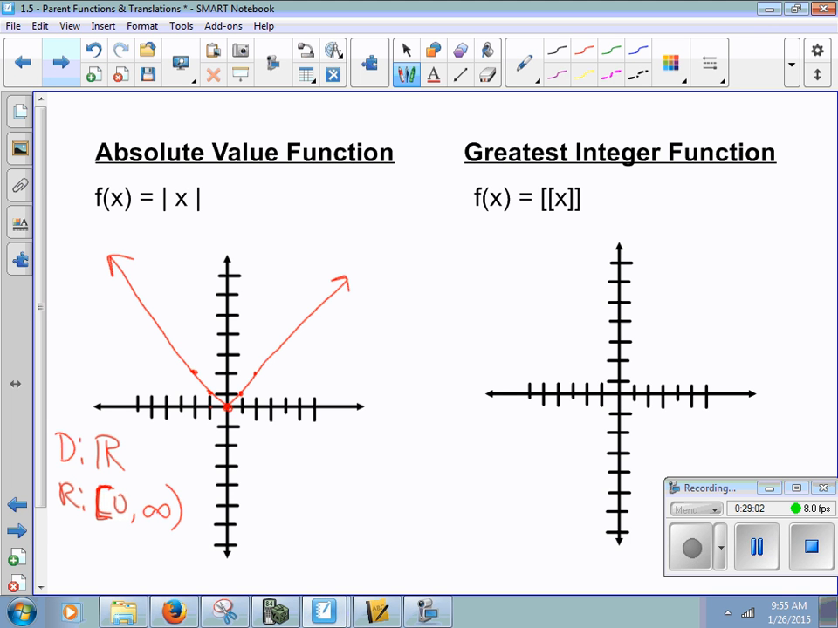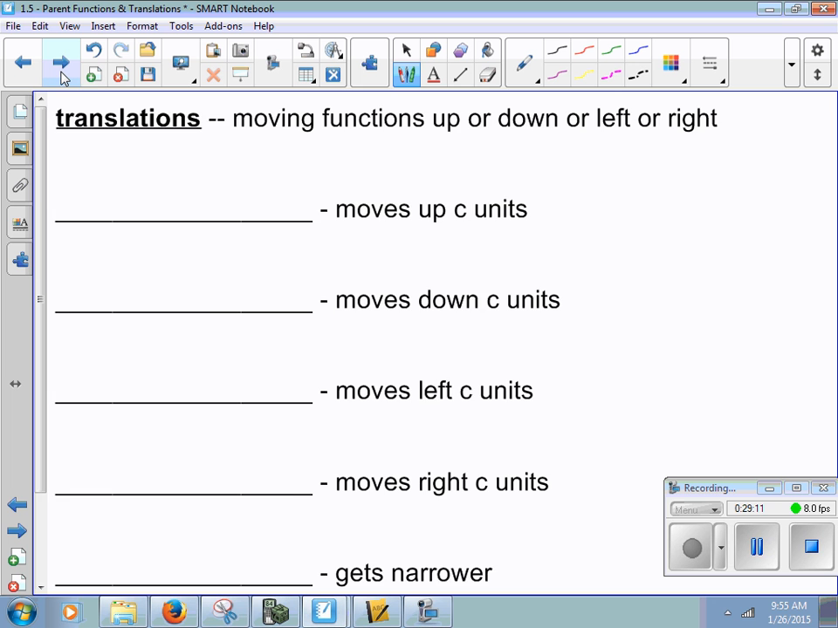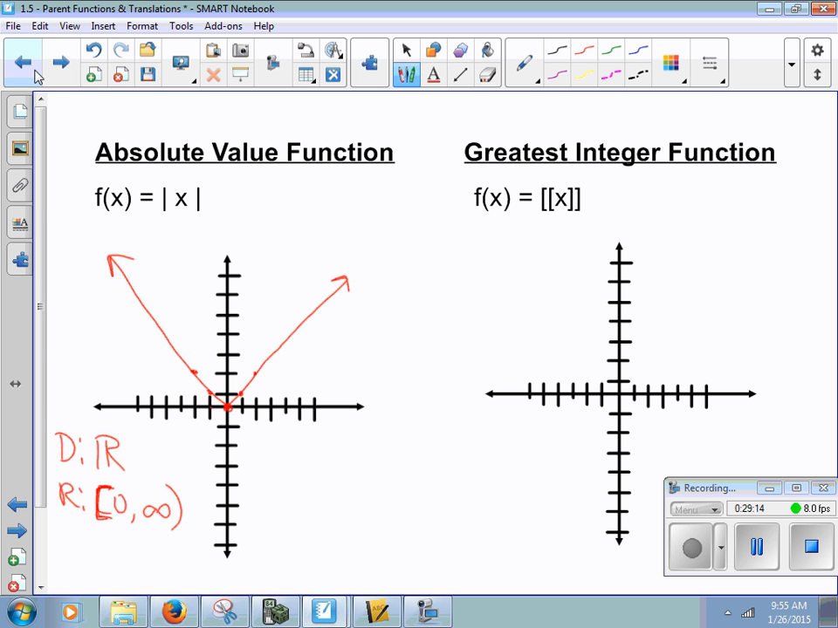What in the world is the greatest integer function? Like logarithmic? No, it's kind of funky. None of us know that. Greatest integer function is a step function. It kind of has this double bar thingy around it. But it's called the step function because it looks like this.